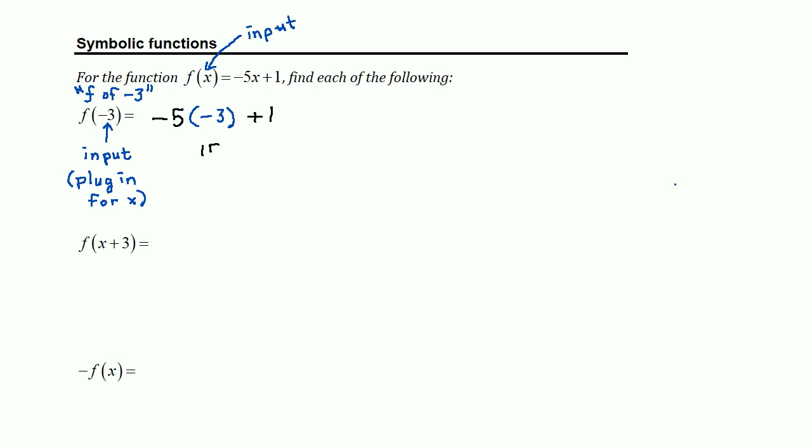Simplifying this gives me 15 plus 1, which is 16. So my answer would be 16. And if I wanted to write this as a statement using the function language, I would write this as f of negative 3 is equal to 16. It's another way of saying if my input is negative 3, then my output is 16, where the function is given by this formula.